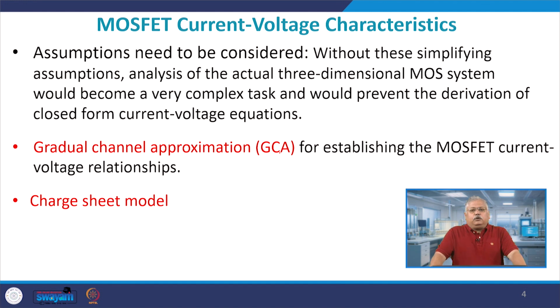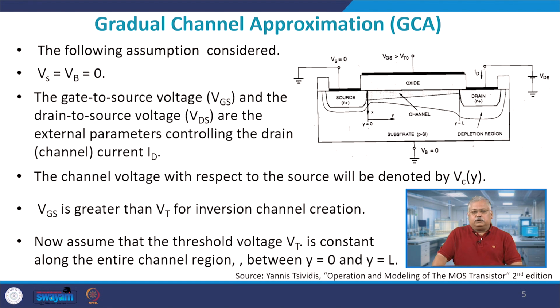To do that, we take two basic assumptions, written here as the gradual channel approximation and the charge sheet model. I will try to explain each one of them. Let us first look at the gradual channel approximation. Let us look at this MOSFET here. This is the channel length, so this is y equals 0 and this is y equals L. The distance between these two points is my channel length. Width is in the dimension which is inside the box.